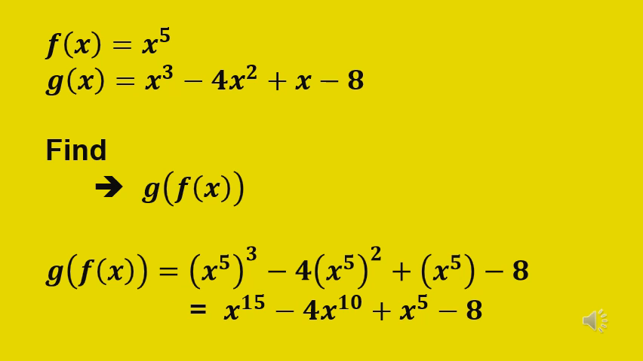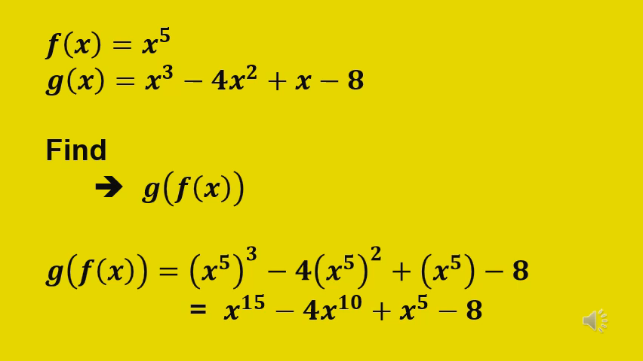The other problem is the same thing backwards. We're finding g of f of x, and so I went to the formula for g. Everywhere that it said x, I changed that to x to the fifth power. So we've got x to the fifth cubed minus 4x to the fifth squared plus x to the fifth minus 8. Now this you actually can fairly easily simplify.